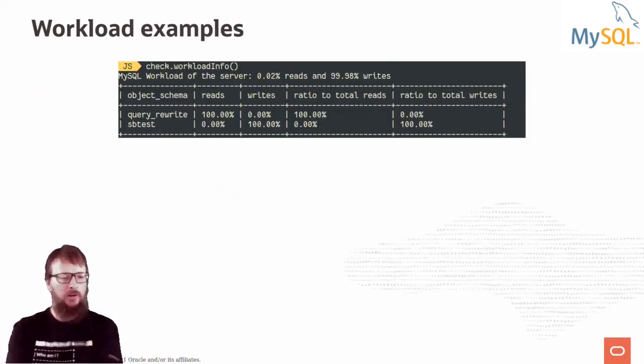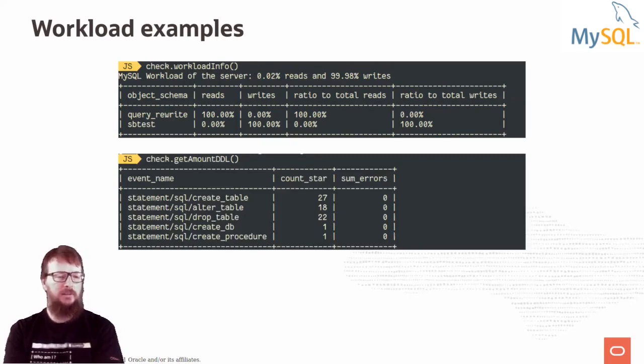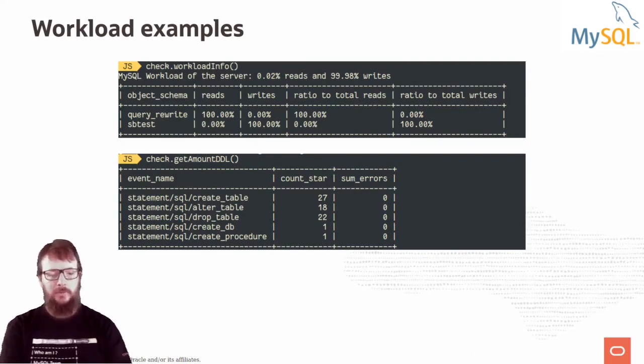So we can see here, okay, on this machine, we have the query write that is read at 100%, and the sbtest that is write at 100%. And we can see that the workload of the server is 99.98% writes, only writes on this machine. We can check the amount of DDL, for example, and here you have information on how many DDL have been done since the restart of the server. Just for information, to understand what the server is doing and what MySQL is spending time on, right?